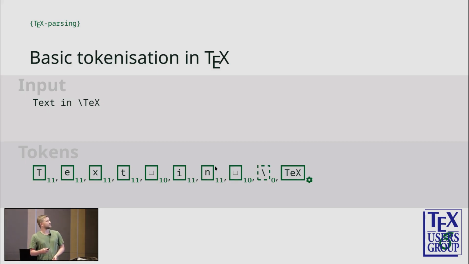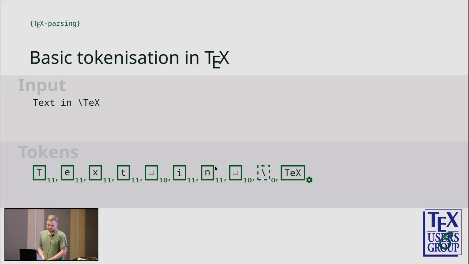So the first thing that the TeX interpreter will do is to read the T, look up that's a character code 11, a letter, pass that to the interpreter, continue down the line of letters, find a space, that's category code 10, and continue until you find a category code 0, which is an escape character, most commonly represented by the backslash. That doesn't get passed to the interpreter, but it instead signifies that the following text should be treated like a control sequence. And if you typeset this, you get what we all expect, text in, and then the output of the control sequence text.